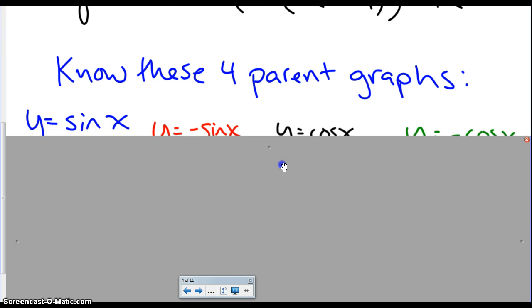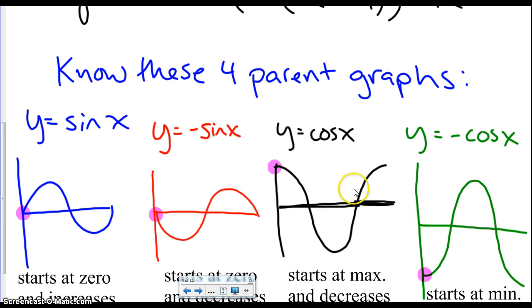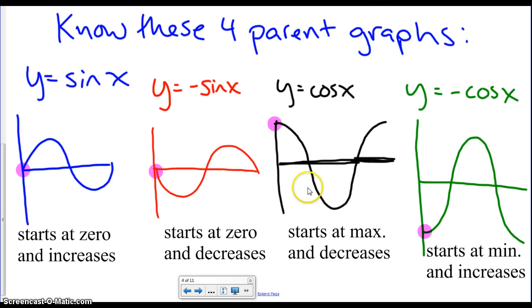So let's put all this in your notes. These are our parent graphs. You've got y equals sine of x, which starts out at 0 and increases after that. Y equals negative sine of x starts at 0 but is reflected, it decreases. We've got a basic cosine graph, which starts at a maximum and decreases. And y equals negative cosine x, which starts at a minimum and then increases.